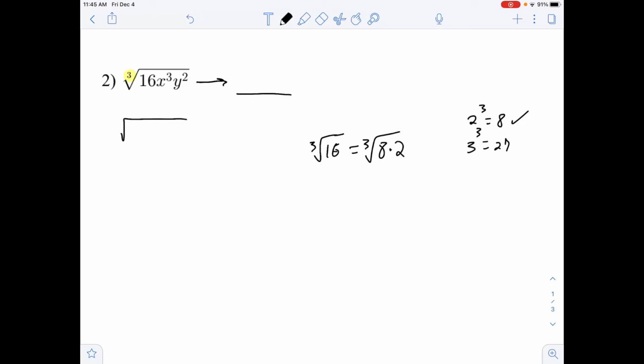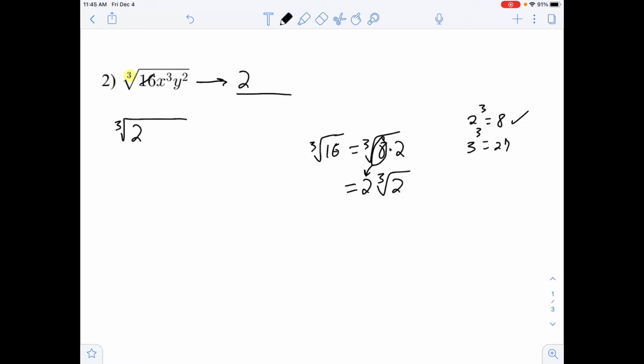And we can say that this is equal to the cube root of 8 times 2. And then we just said that the cube root of 8 is 2. So 2 cube roots of 2. So the cube root of 8 comes out as 2, and then the 2 stays. So the 2 comes out, and 2 stays. And let me put the cube root there so I don't forget.